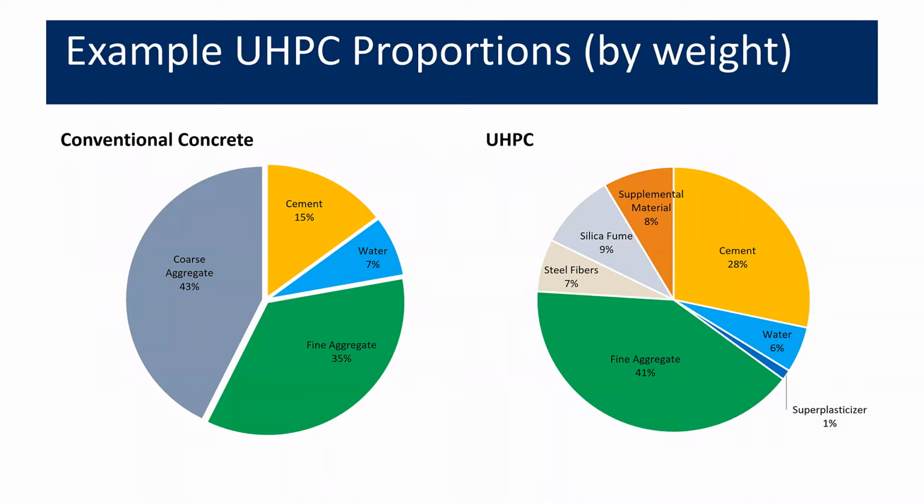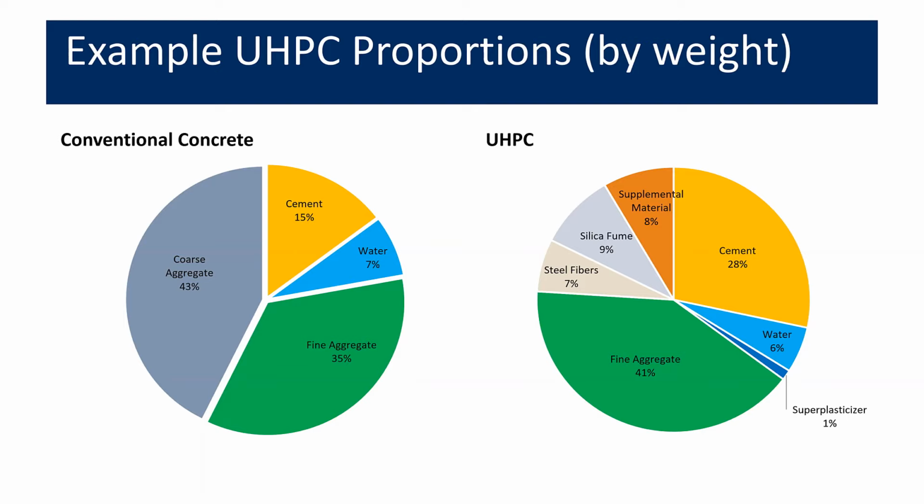So I'm going to show an example of a UHPC mixture right here. These are proportions by weight. On the left is a conventional concrete, and you can see it's got cement, water, fine aggregate, and coarse aggregate. This is at about a 0.5 water cement ratio. And it contains roughly 600 pounds per cubic yard of cement. So this is what would be called a 6-sack mix, which means it contains 6 94-pound sacks of cement. On the right is a UHPC mixture, loosely based on the proportions of Ductal, though not entirely the same.